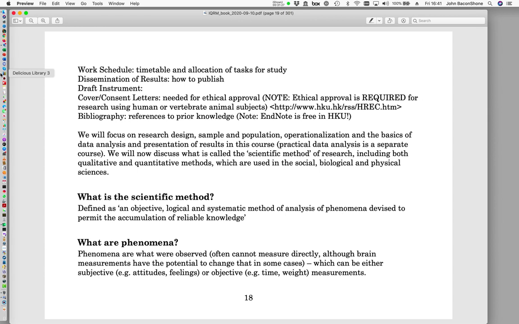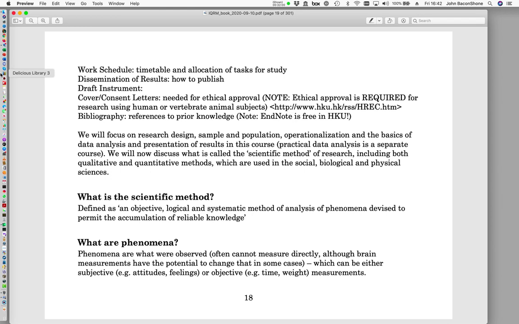So what we're going to talk about from now on is what's sometimes called the scientific method of research, including both qualitative and quantitative methods, although I will only mention the qualitative part in passing. These methods are used across a wide range of disciplines. It's not just used in STEM disciplines, it's also used in the social sciences, in education, and to a large extent in some parts of the arts and humanities as well.